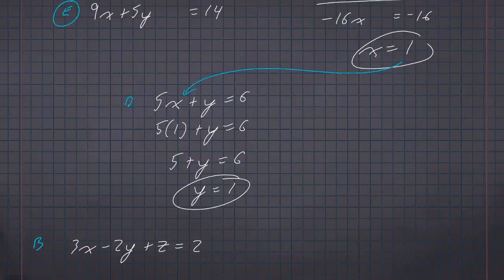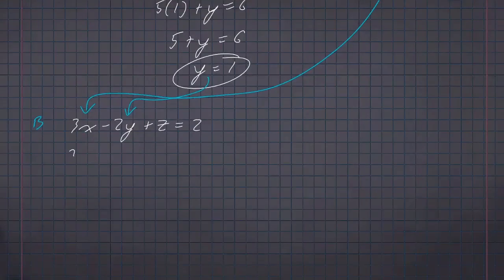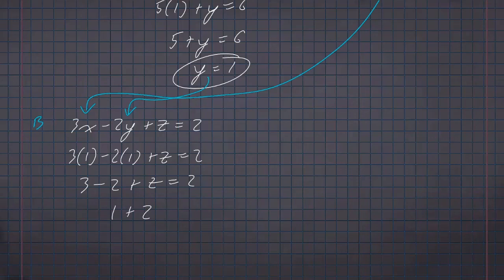And I will substitute in that x is 1. And I will substitute in that y is 1. That will give me 3 times 1 minus 2 times 1 plus z equals 2. That's 3 minus 2 plus z. 3 minus 2 is 1. And subtracting 1 from both sides of the equation here, I get that z is equal to 1.